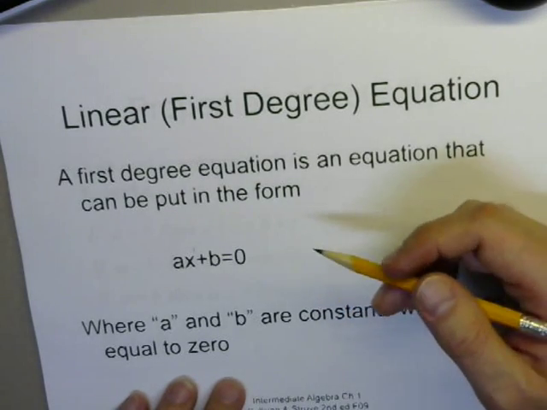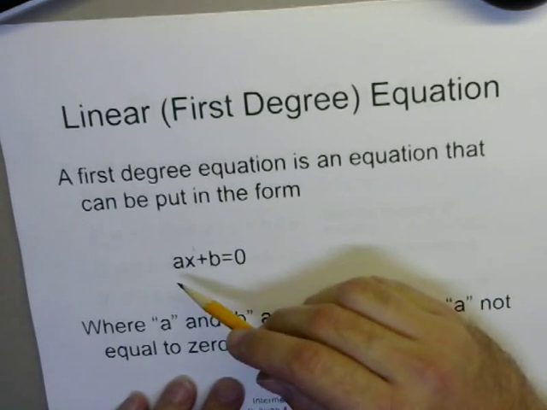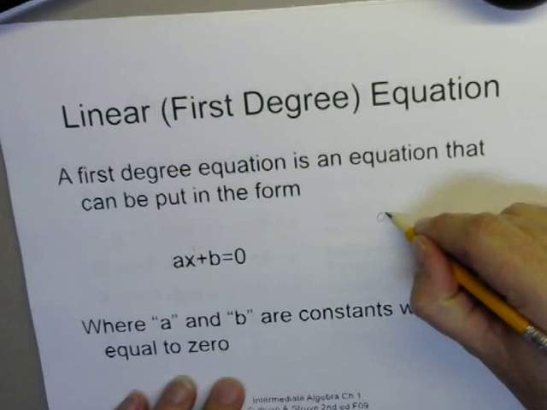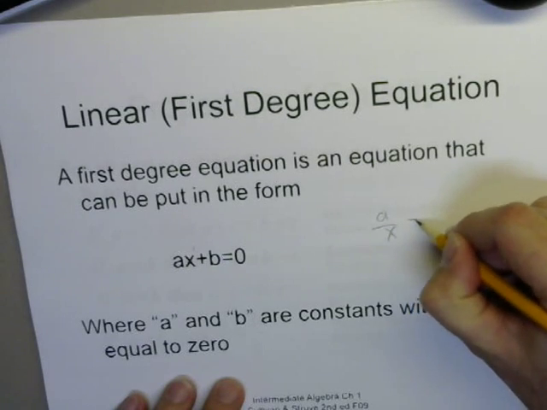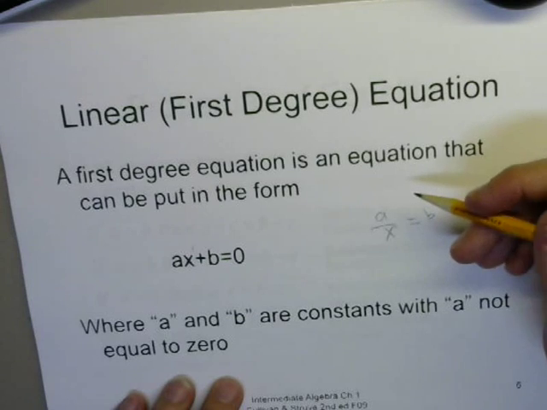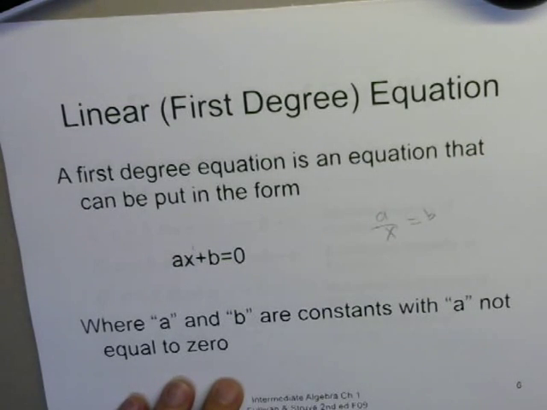But just because the power on the x is a 1 does not necessarily mean it's linear. In order for an equation to be linear, you have to be able to put it in this form. So you might have something like a over x is equal to b. So the power on the x there is 1, but it's also not linear. So just because the equation is of first degree does not necessarily mean it's linear. Technically, it has to be of this form, where a and b are constants.